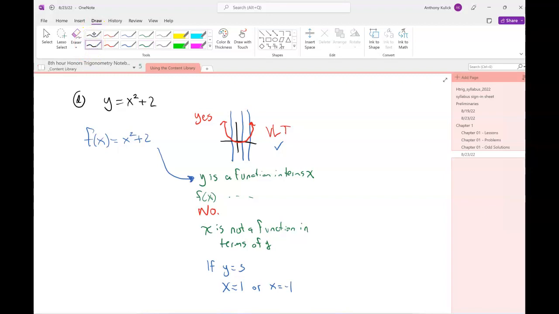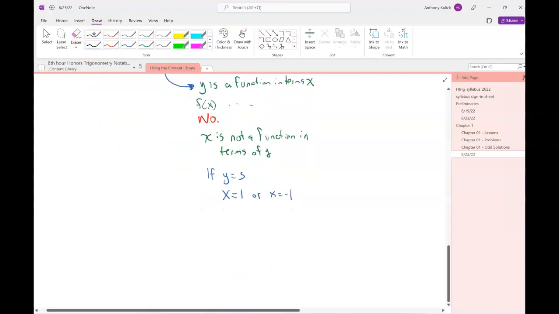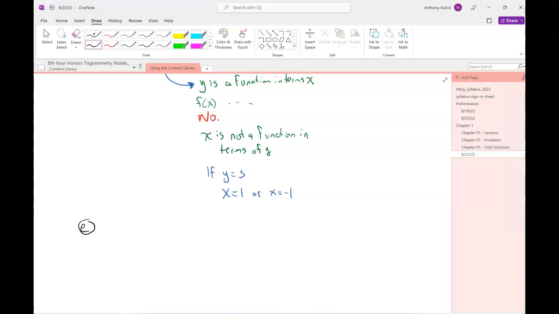Let's do a couple more examples just to clean this up a little bit. So let's say we have x squared plus y squared is equal to 1. And maybe we'll ask, is y a function in terms of x?